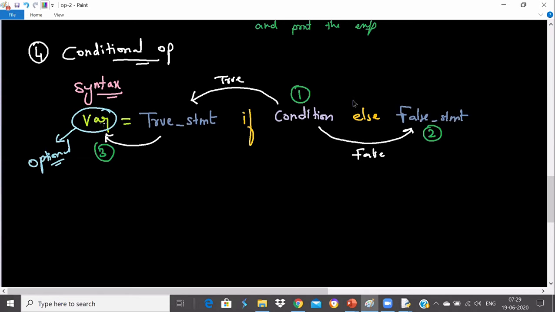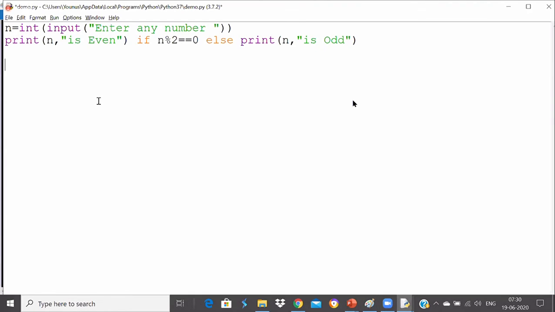The variable is optional, and the true statement can be any statement. It can be a print statement, it can be an input statement, it can be any expression, or it can be a string, or it can be an integer, or anything based on your requirement, based on the problem you will be writing. So it changes from problem to problem. The condition will change from program to program.